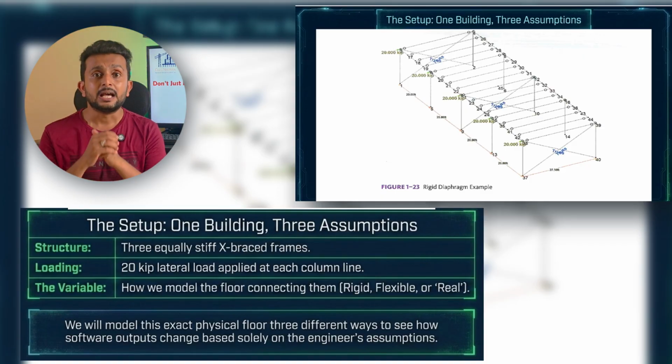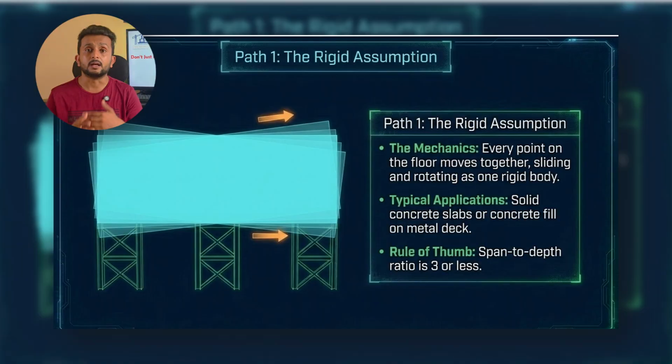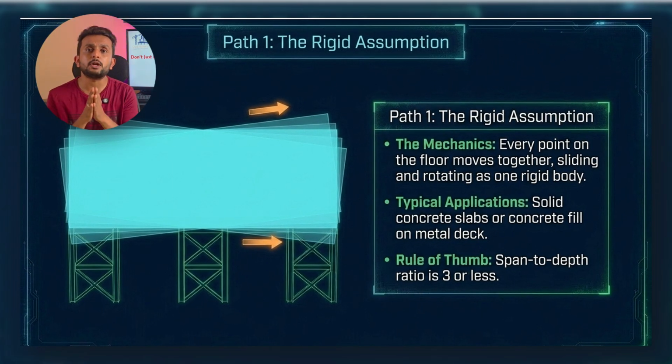Now let's understand rigid diaphragms in STAAD. The rigid diaphragm assumes every point on the floor moves together, sliding and rotating as one rigid body. This is reasonable for a solid concrete slab or concrete fill on metal deck, particularly when the slab span to depth ratio is 3 or less. And here is exactly how you build this in STAAD.